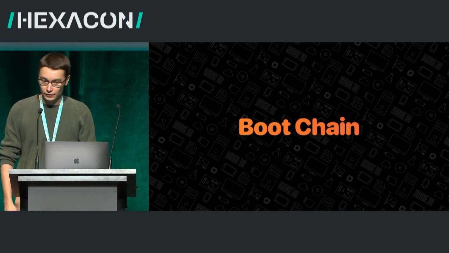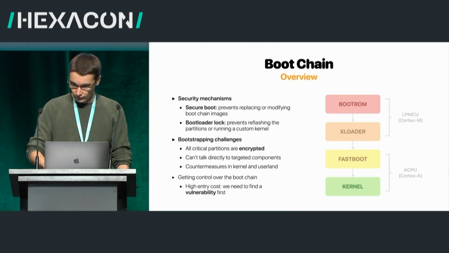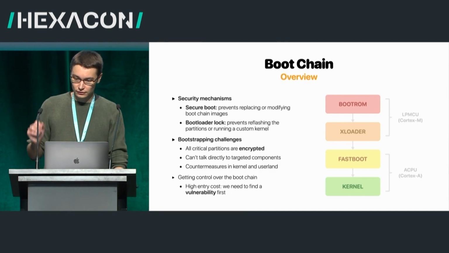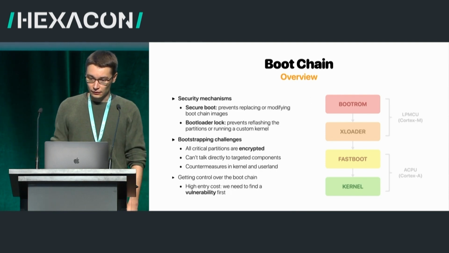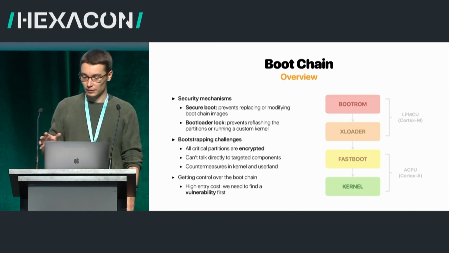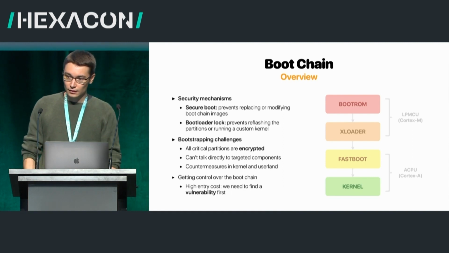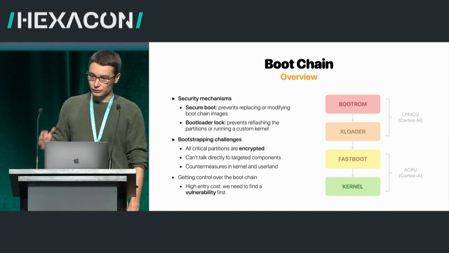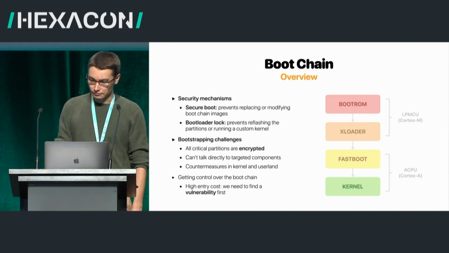So speaking of OEM, let's now see how the Huawei boot chain is implemented. Their boot chain is divided into 3 stages. So the first 2 are the boot ROM and the X-Loader, and they are executed on a separate low-power processor. And the third stage is fast boot, and like everything after it, it executes on the main application processor. So Huawei devices have obviously a secure boot, but they also do not allow unlocking the bootloader, meaning that you cannot reflash your device partition using fast boot, and you can't run a custom kernel.